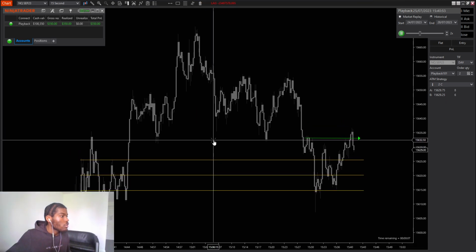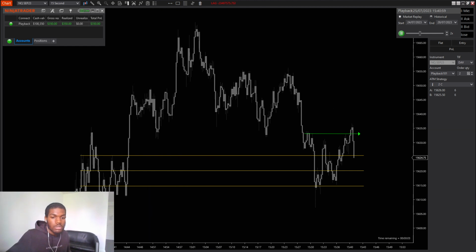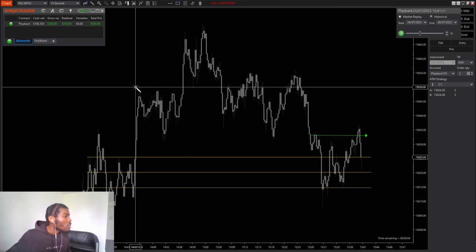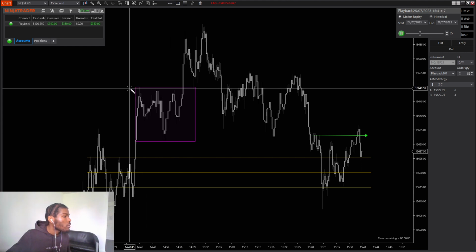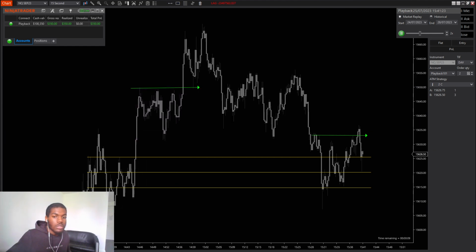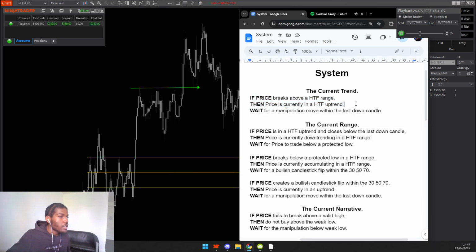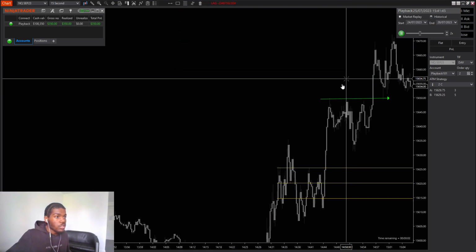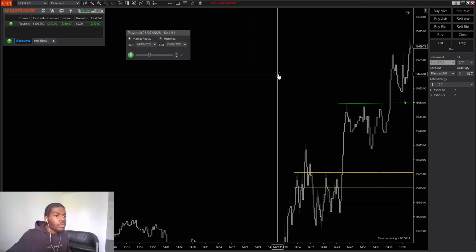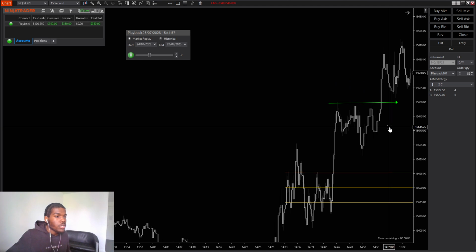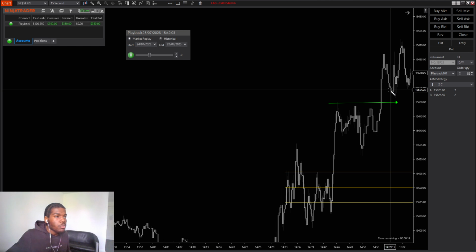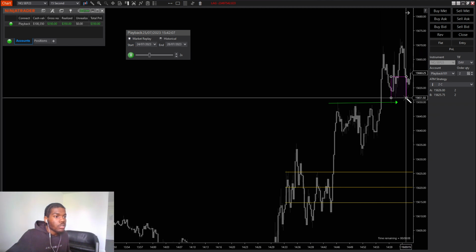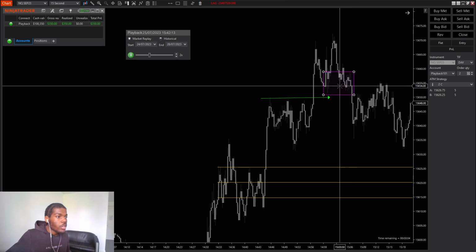Where did this start? Okay, I'll go through this price action here. This is a swing here, and we see the break above. If price breaks above a higher time frame range, then price is currently in a higher time frame uptrend. It's going up. So before seeing anything here, you're looking for the last down move. The last down move in this uptrend was down here. You're looking for a manipulation move out of it.